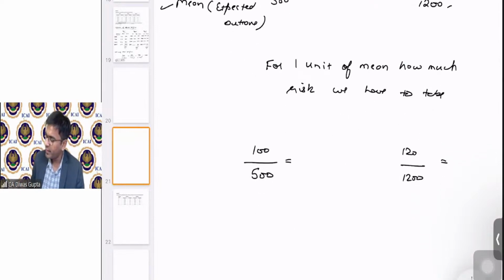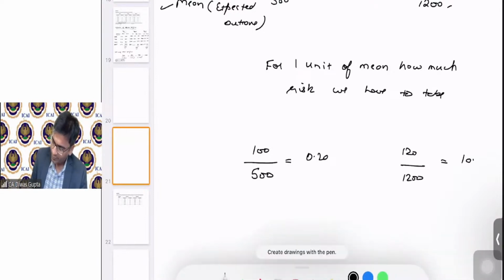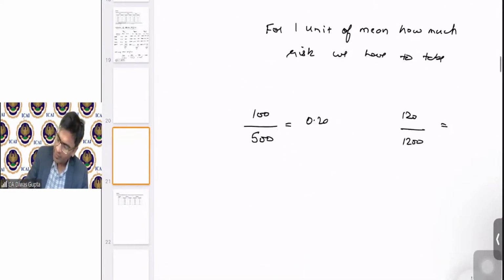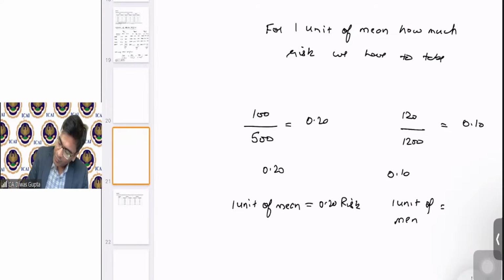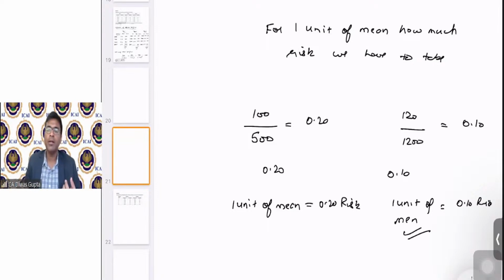100 divided by 500, it's 0.20. 120 divided by 1200, 0.10. So 0.20, 0.10. For 1 unit of mean, which is the expected cash flow, I have to undertake a risk of 0.20 here, and for 1 unit of mean there, I have to undertake a risk of 0.10. So don't you feel that for the same reward, I am getting a lower risk in project B? This is why we will select project B.